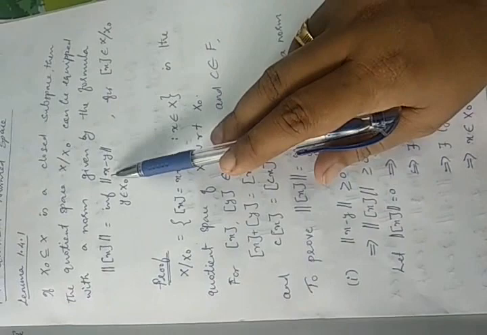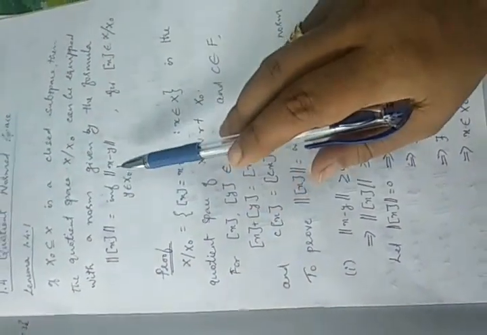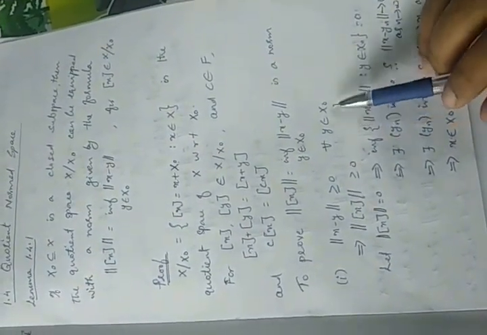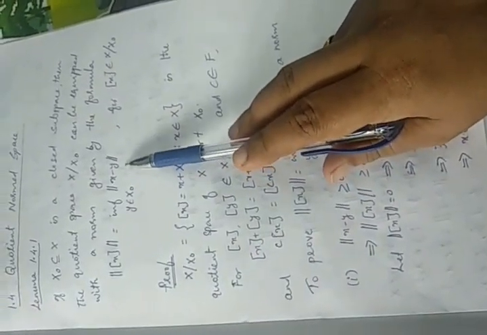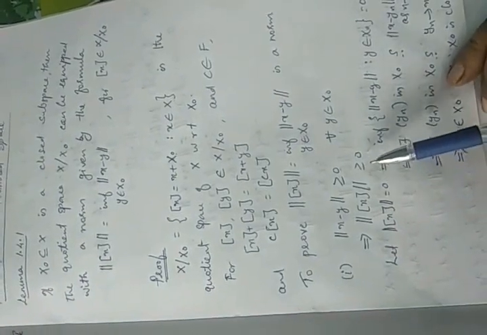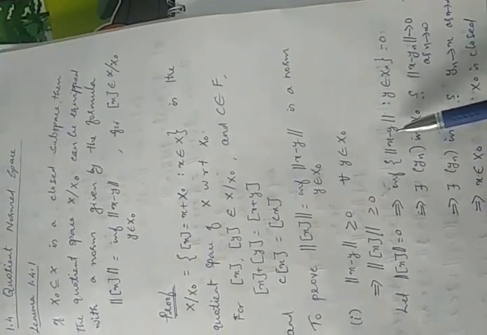We know that this norm of X minus Y is defined on the space X. So, norm of X minus Y is greater than or equal to 0 for every Y in X0. So, here the infimum is taken. So, the infimum of this is also greater than or equal to 0. That means norm of class X is greater than or equal to 0. Next, we assume that norm of class X is equal to 0. That is, by definition, the infimum of norm of X minus Y where Y belongs to X0 is equal to 0.